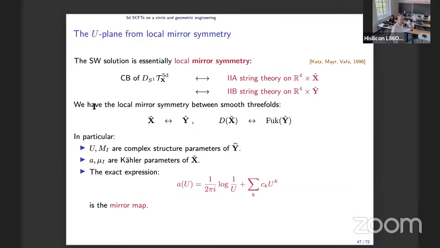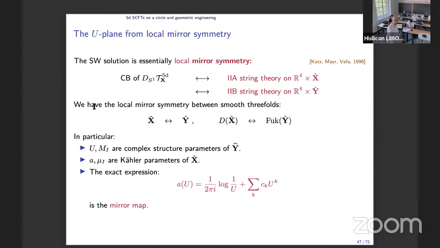So the Seiberg-Witten geometry is essentially local mirror symmetry. Here we have the 5D theory. We compactify on a circle, which gives us type 2A. And then we do a mirror symmetry to a mirror threefold in type 2B. Then you get a one-dimensional fibration over the U-plane that is essentially the mirror threefold of the singularity I started with. I start with the resolved singularity, I take the mirror. In the toric case, it's very well known, like in those papers on local mirror symmetry.